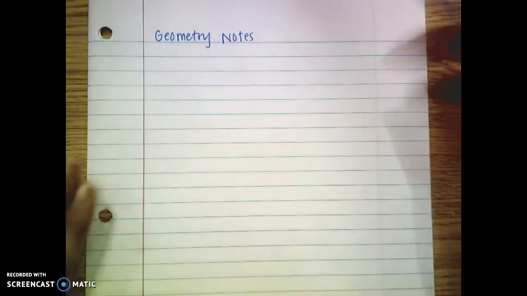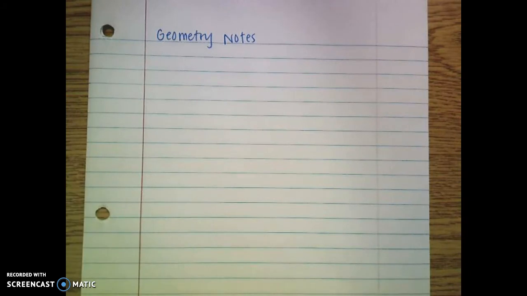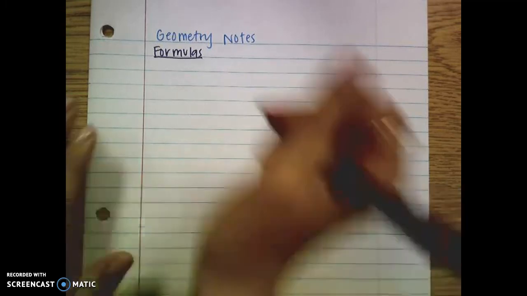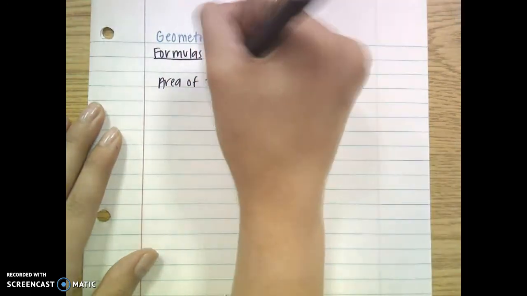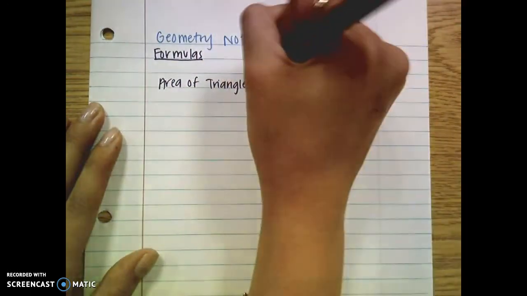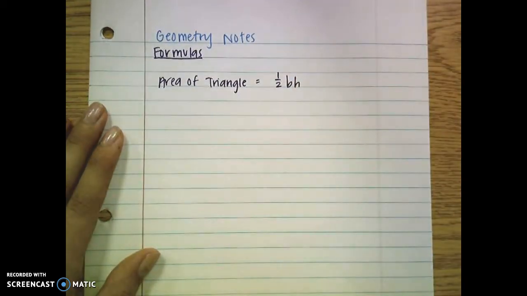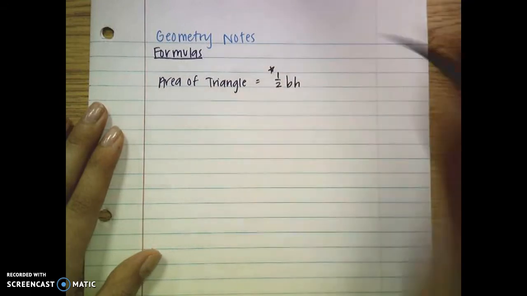So we're going to title our paper. The biggest thing that we're going to use in geometry, if you remember, is our formulas. So I want to go ahead and list those out. The formulas that we needed to know for the STAR test and that we're going to need to know for our retake: area of a triangle equals 1/2 base times height. And we cannot forget this 1/2 because it's super important.